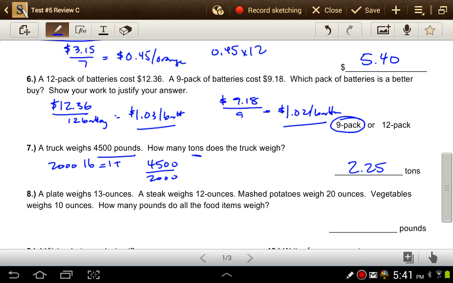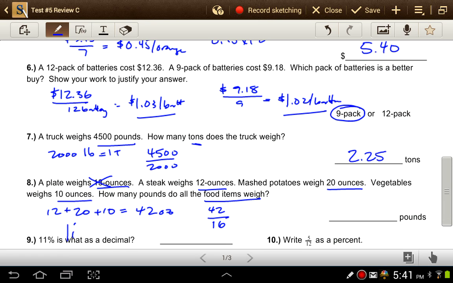That's it. Okay, now the next one, I have a plate weighing 13 ounces, steak 12 ounces, mashed potatoes 20 ounces, and vegetables 10 ounces. How much do all the food items weigh? Well, the plate is not a food item, so that's going to be out. So the first thing I'm going to do is add up all my other food items, and when I add those up, I'm going to get 42. Now I'm going to convert those ounces into pounds, so I'm going to divide 42 by 16. Why 16? Well, remember, 16 ounces equal 1 pound.